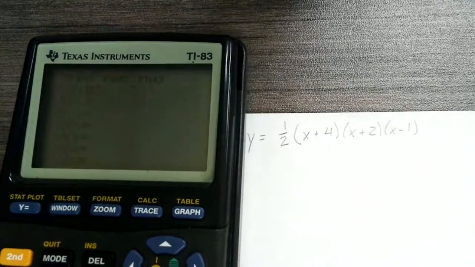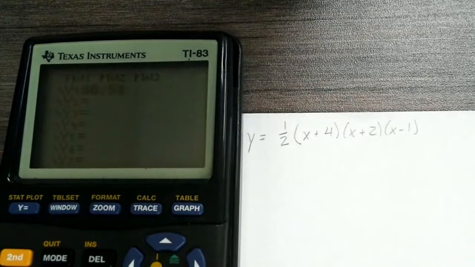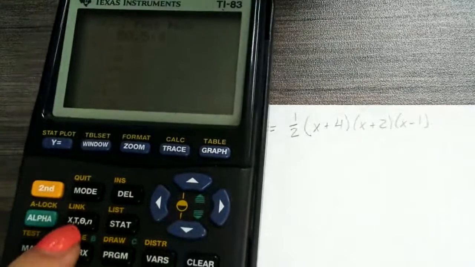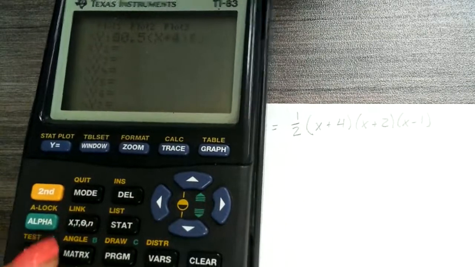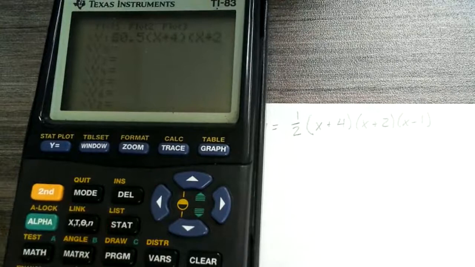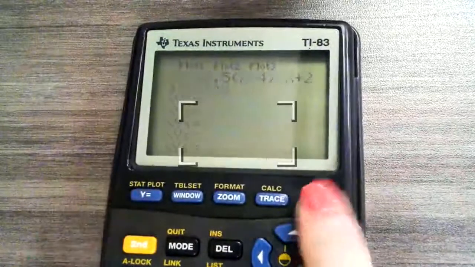So I'm going to go to my y equals. I'm going to type in 1/2, which I can do with 0.5. Times, for my x button, I'm going to use this one next to alpha, plus 4 times x plus 2 times x minus 1. First thing I'm going to do once that's in my y equals is press graph.